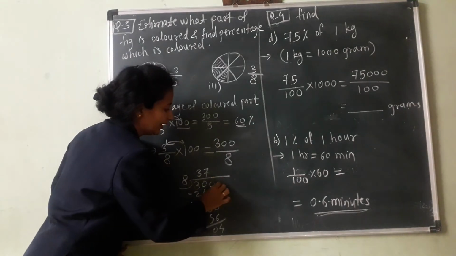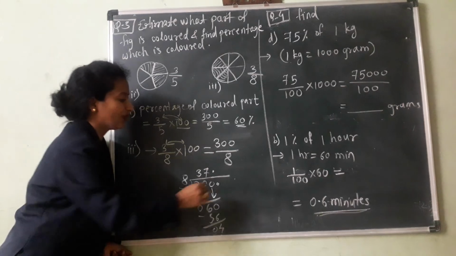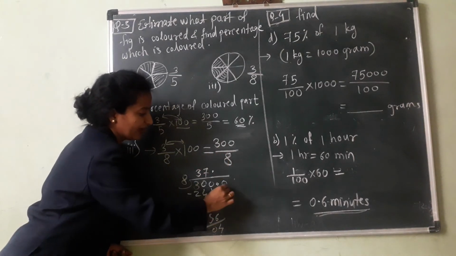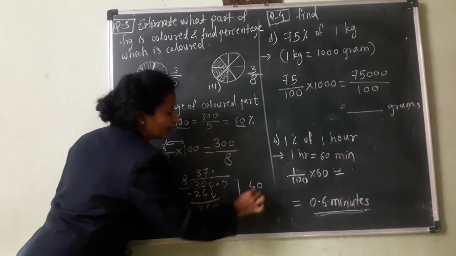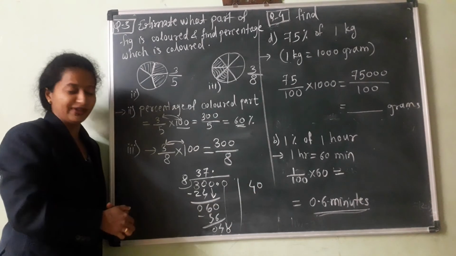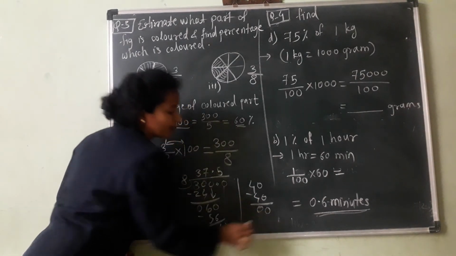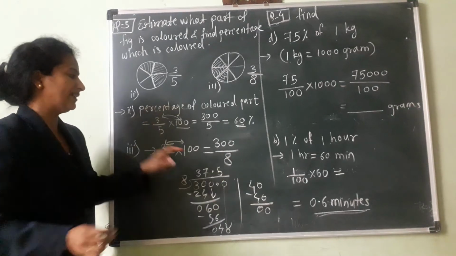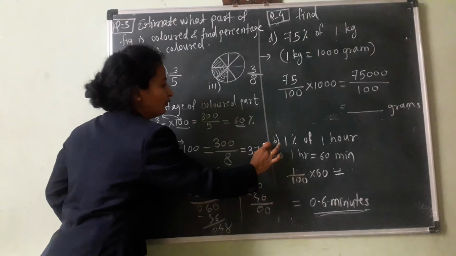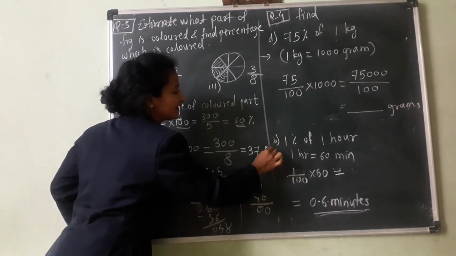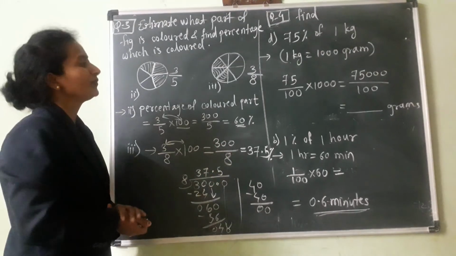So what we'll do, we'll put a decimal point in the dividend as well as in the quotient. We'll add a 0 and bring down the 0. Now we got 40. 8 5s are 40. Now we can divide. Now we got the remainder as 0. So what is the final answer here? That is 37.5. We had converted it into percentage, so put the percentage sign here. This is the final answer.